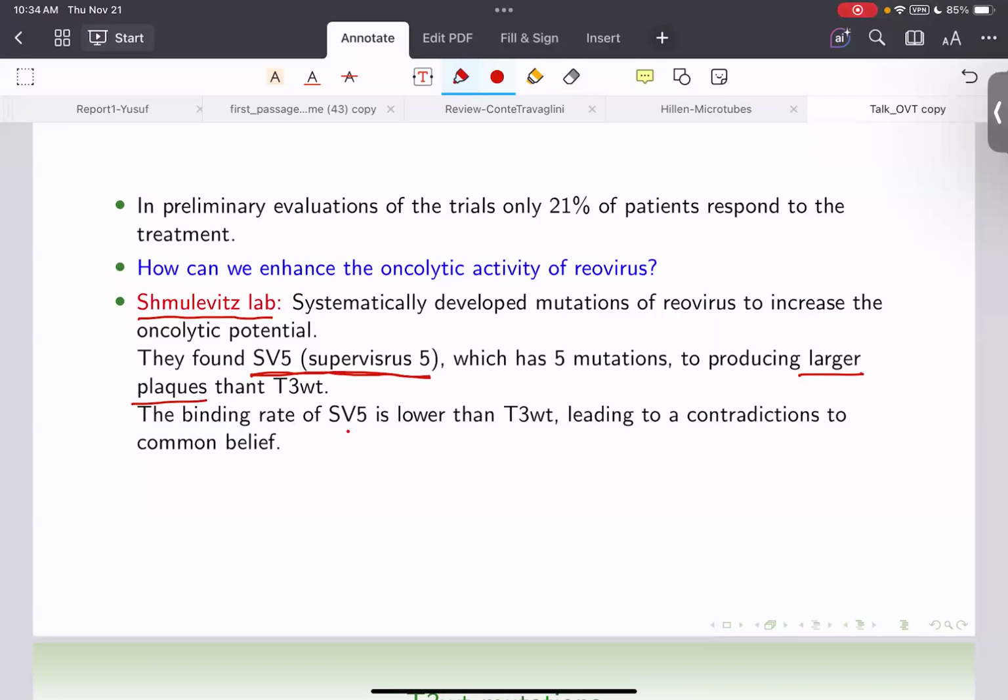However, the binding rate of the supervirus is lower. And this was a big question mark because people thought if you have a virus which binds better, it should infect more cells. But here we see the opposite. We have a virus which binds less, but still infects more cells. And the virologists were really confused about this. It was one reason why they approached us, because they saw a little paradox. So lower binding rate and getting larger plaques didn't really make sense.